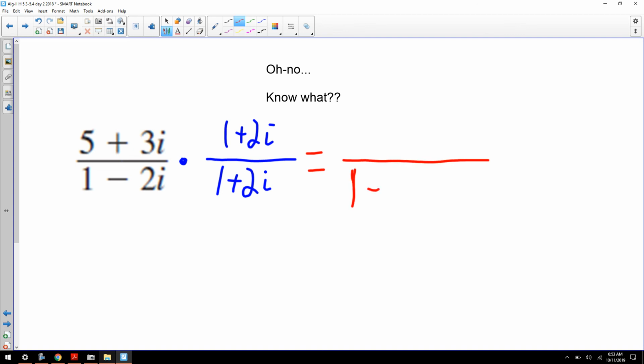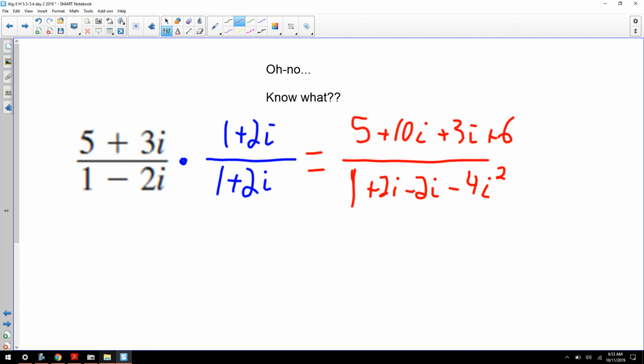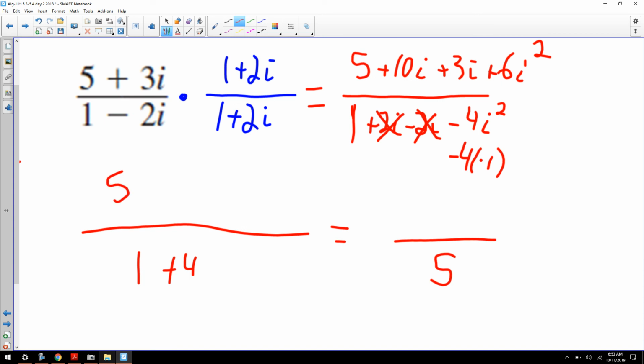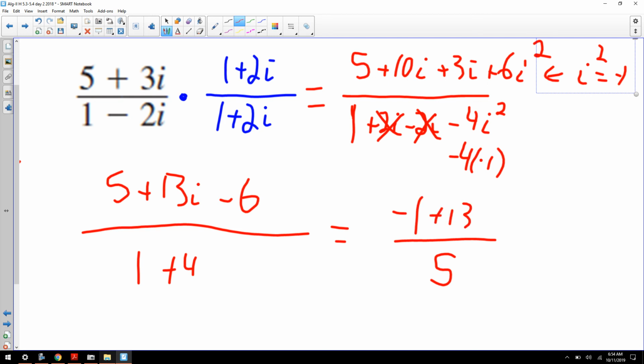We get 1 plus 2i minus 2i minus 4i squared. In the numerator, we have 5, 10i, 3i, and a 6i squared. These two cancel out. Minus 4 times negative 1 becomes 1 plus 4 in the denominator, so we get something over 5. The numerator gives us a 5, 13i, and a negative 6, because remember, i squared is negative 1. So you get negative 1 plus 13i. There's a little shortcut, and after you do a couple of these, you might be able to figure that out. I'll leave that up to you.